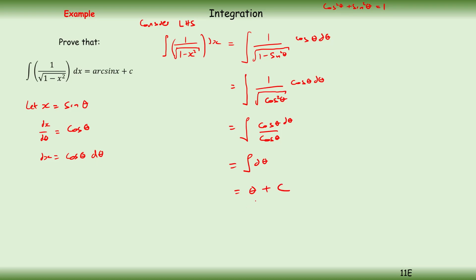So we've done our integration, now we just need to sub for theta. Now we've got x equals sine theta, which means that theta is the inverse sine, or the arcsine of x. So we can sub for that. So that's going to be equal to arcsine x plus c, which is the right hand side. Job done. Hit pause, copy that example down. Once you've done that, I've got one more example for you.